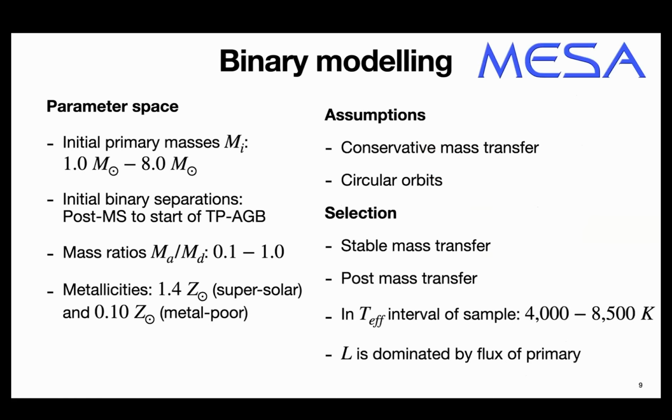And the following 2 assumptions are made. Firstly, that the mass transfer is conservative. This might seem weird because we see these circumbinary disks, right? However, we don't really fully understand how non-conservative this mass transfer should have been.